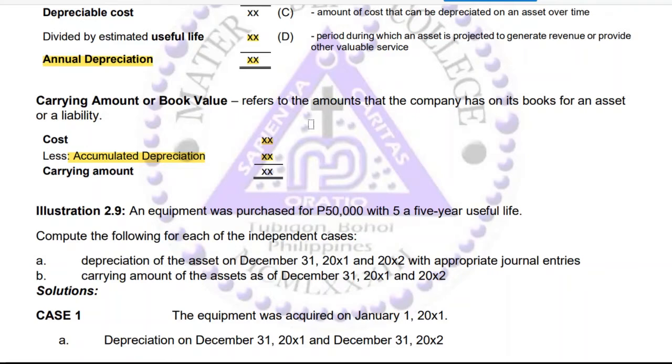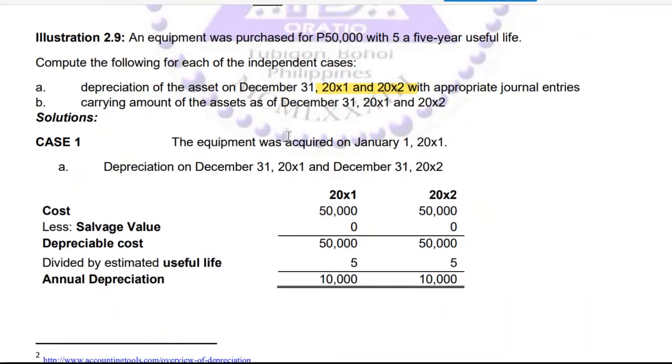So for case 1, the equipment was purchased at the start of January, as at the start of 20x1, so that's January 1. How much is the annual depreciation for 20x1 and 20x2? So 50,000, there is no salvage value. So 50,000 divided by 5. So every year, the depreciation is 10,000, because usually the useful life is in terms of years. That is the annual depreciation.